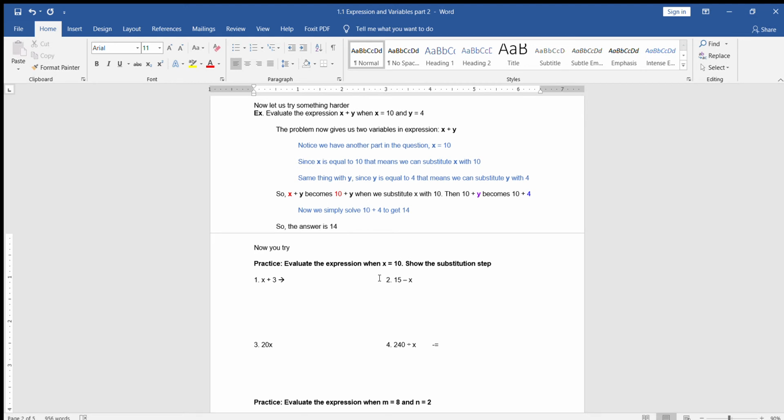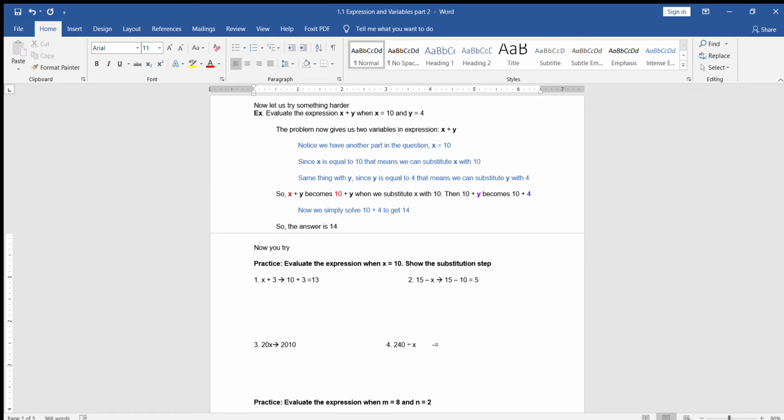Okay, when you unpause the video, let's try the practice together. It's going to be 10 plus 3, which is 13. 15 minus x is 15 minus 10, which is 5. 20x becomes 20 10.